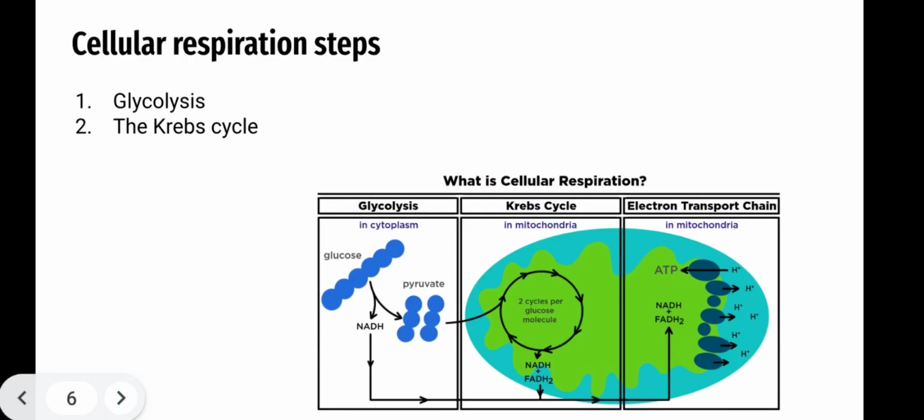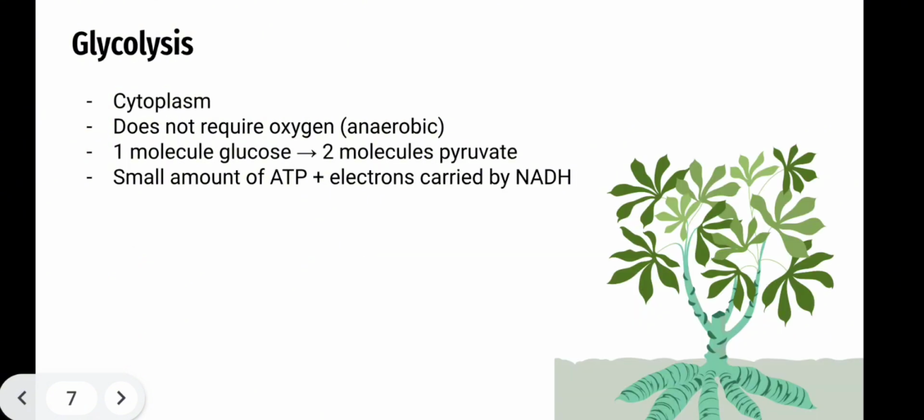The process of cellular respiration can be broken down into 3 steps: glycolysis, the Krebs cycle, and the electron transport chain. Glycolysis is the first step, and it occurs in the cytoplasm without requiring oxygen. During glycolysis, one molecule of glucose is split into 2 molecules of pyruvate. This process produces a small amount of ATP and some high-energy electrons carried by a molecule called NAD.